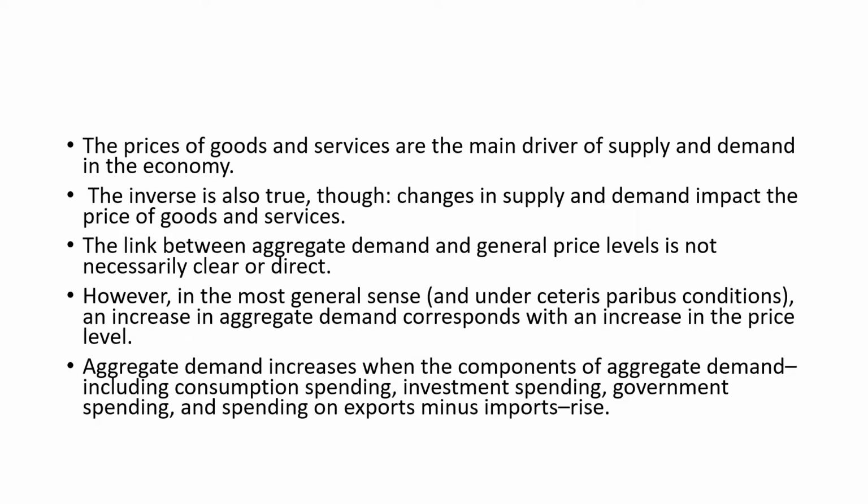We can see that changes in supply and demand would impact the price of goods and services in the market, which says that there exists a kind of link between aggregate demand and aggregate supply. And what is it that equates aggregate demand and aggregate supply? We know it is the price. So when it comes to aggregate demand and general price level, there exists some kind of relationship, and this relationship is not necessarily clear or direct.